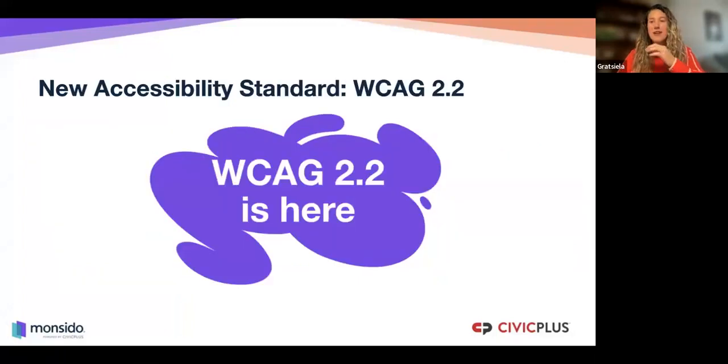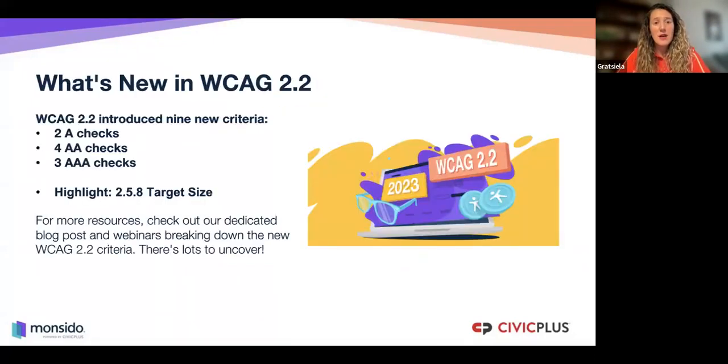And with that being said, let's briefly talk a little bit about the exciting news about WCAG 2.2. It's been a long-awaited thing that our team, and also I'm sure many of you who work on web accessibility, have been waiting for, to see what the new criteria and new checks would be. We're just going to briefly share what is new in WCAG 2.2. It comes with 9 new criteria: 2 A checks, 4 double A checks, and 3 triple A checks. We have a blog post and a webinar that go through those criteria in a very detailed manner.